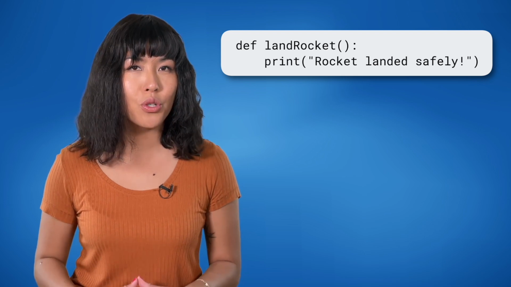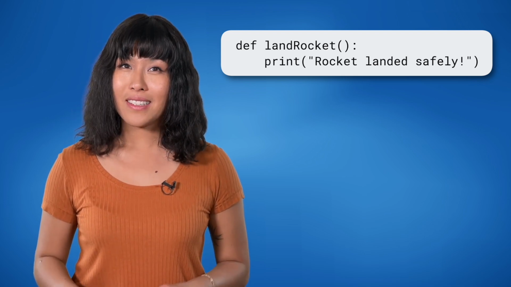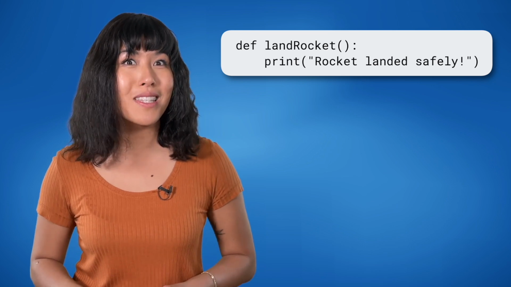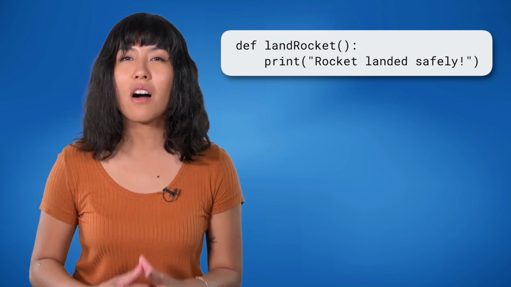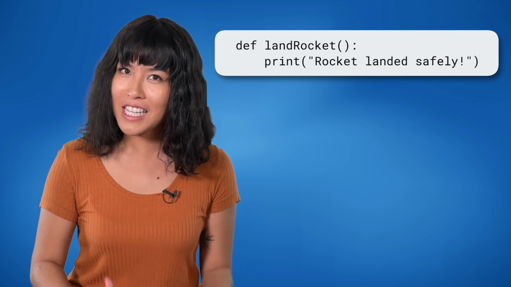Now we have 2 functions, launchRocket and landRocket. Let's use these functions in a space mission scenario. First, we'll launch the rocket, then perform some tasks, and finally, safely land it. This code sequence demonstrates how functions help us organize and execute different parts of a mission.